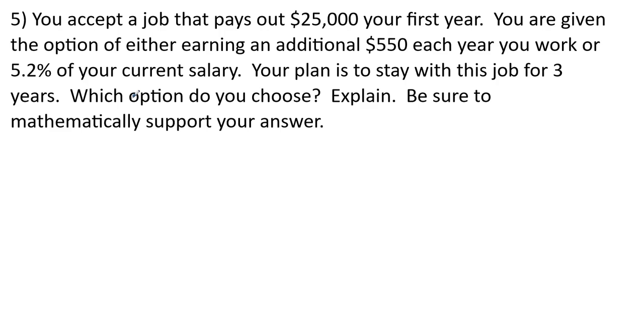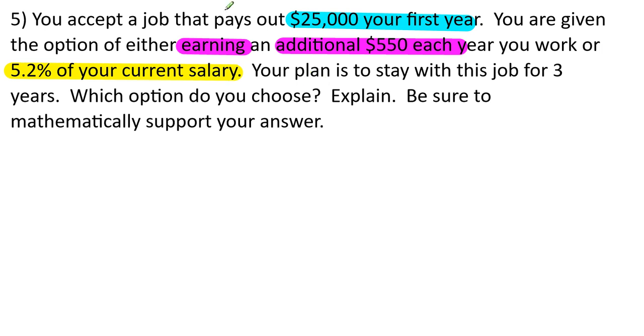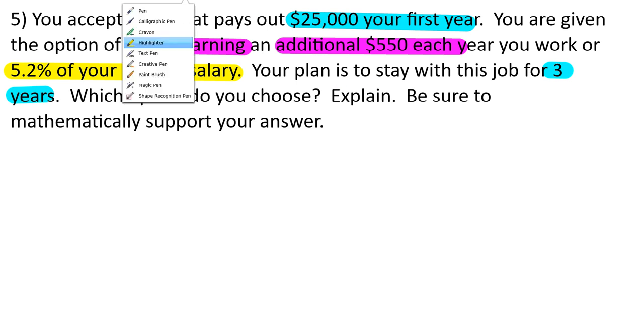All right, next one. Let's do this one together. You accept a job that pays out $25,000 a year for the first year. Well, that's pretty nice. You are given the option to either earn an additional, so earn, which means we're going to add an additional $550 each year, or we can have 5.2% of that current salary earning each year. You plan to stay on this job for 3 years. Which option do you choose? And be sure to explain.